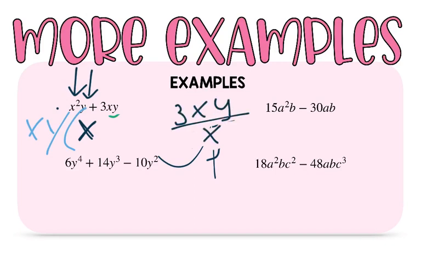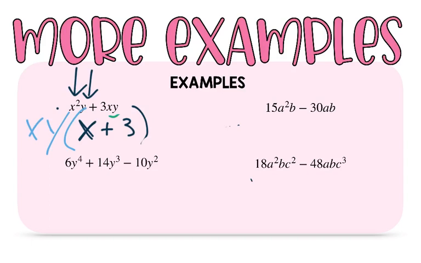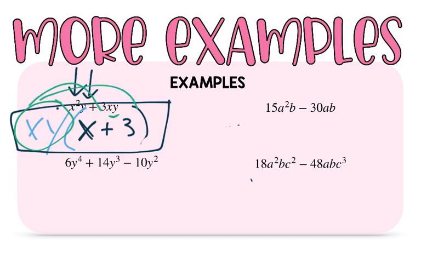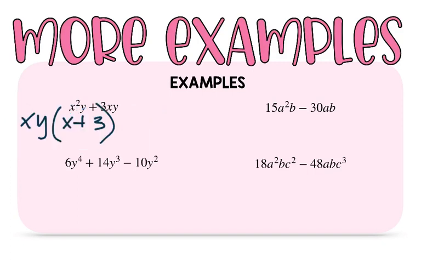3xy divided by xy. The x's and y's cancel, and all I have left is 3. So that's going to be my final answer, xy times (x plus 3). And again, if we were to take this and distribute it to both, we would get exactly what we started the problem off with, which means we definitely did it correctly. Okay, let's do the second one.